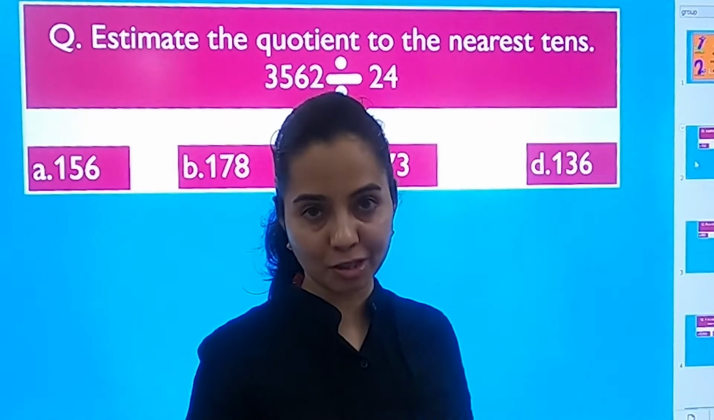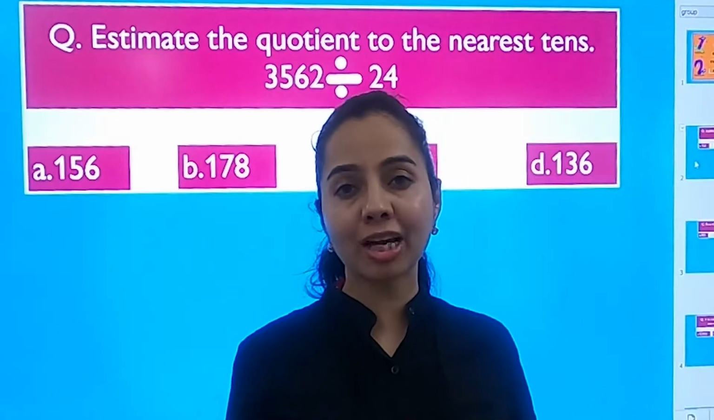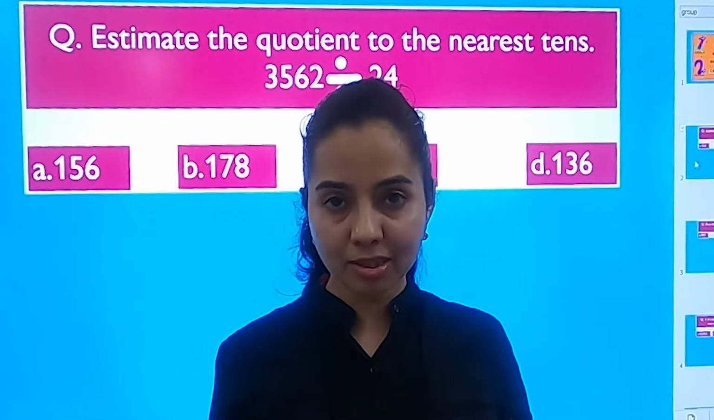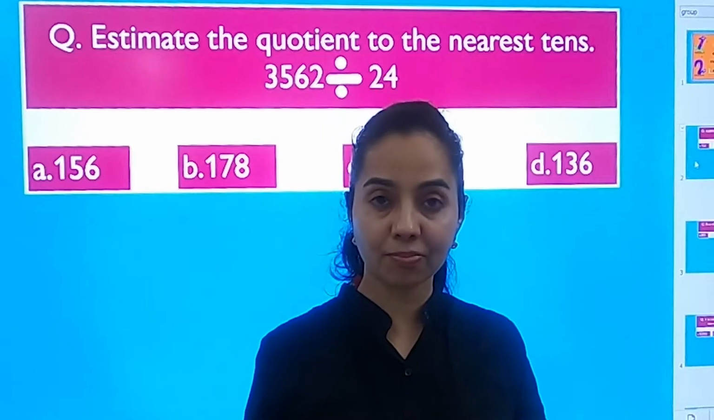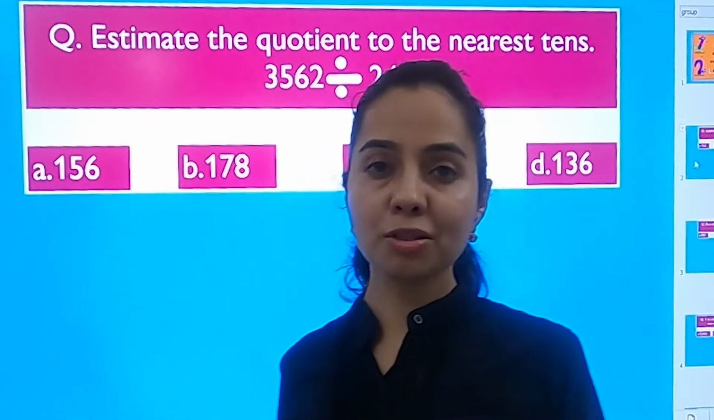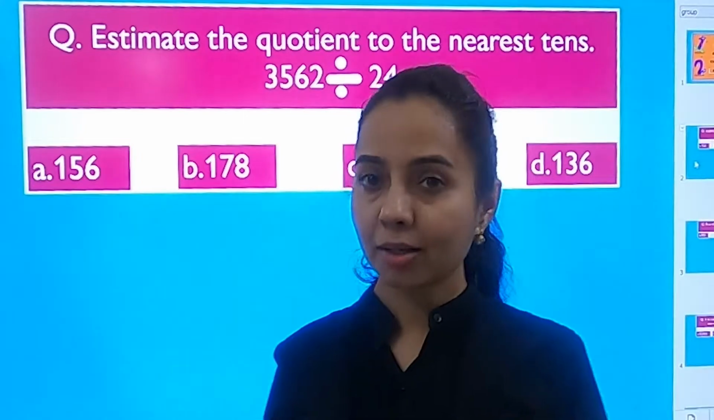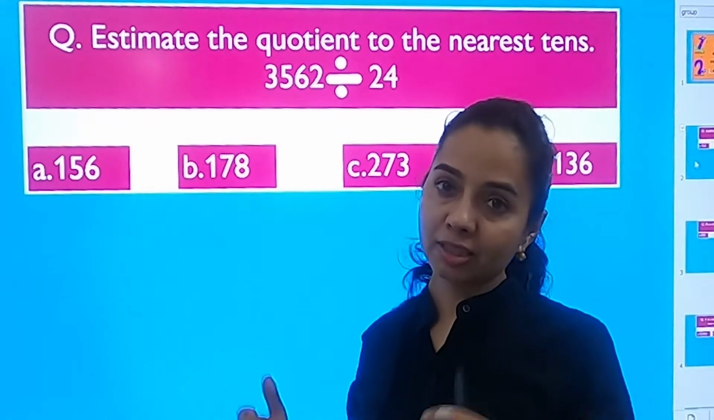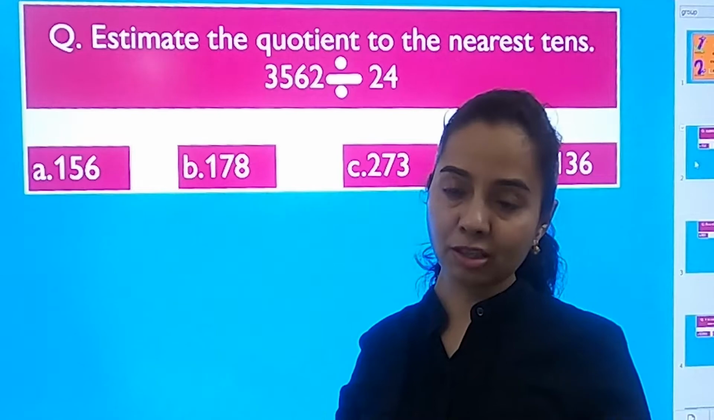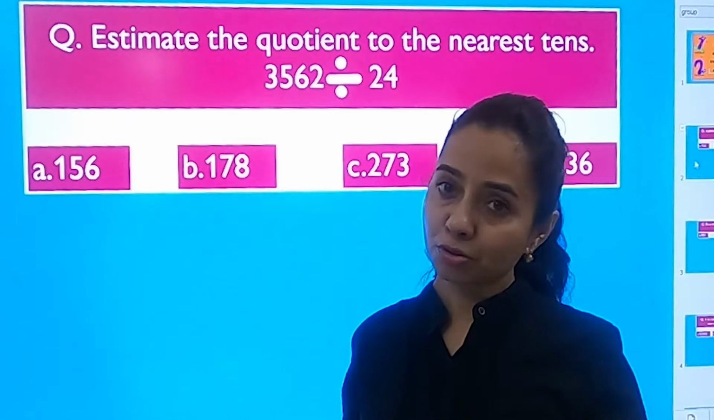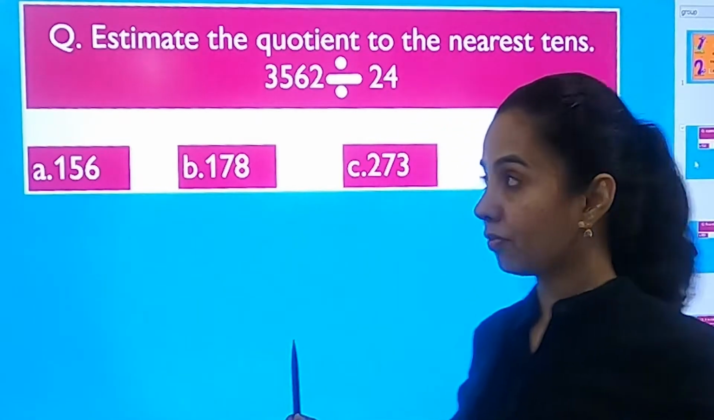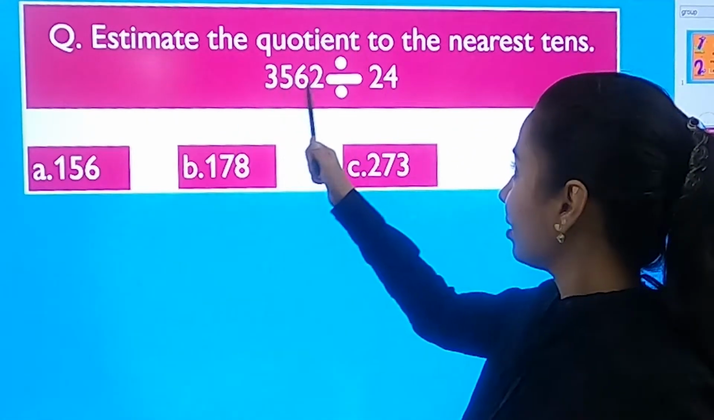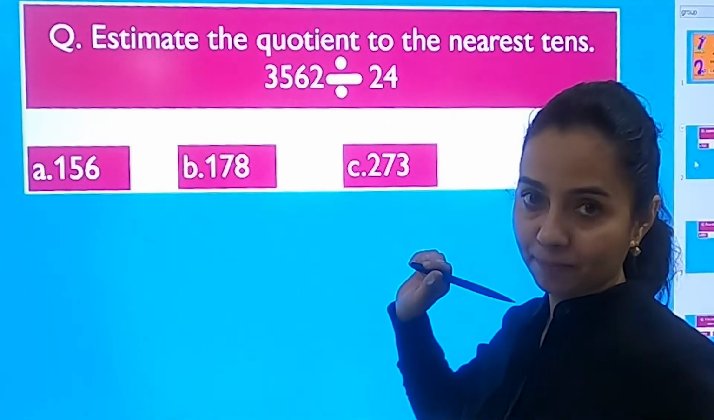So here is our first question. Sometimes the question can be this straightforward, that a number is given to you and you're simply asked to round off the number to the nearest place, whichever they give. At other times, this is also quite straightforward, but in this they'll give a mathematical function and ask you to solve that, but before rounding off the numbers. For example, in this question, estimate the quotient to the nearest tens.